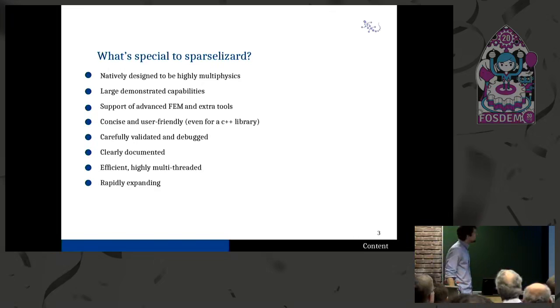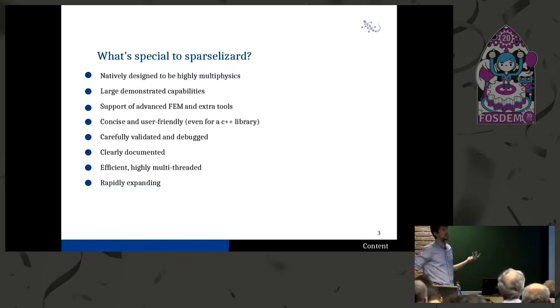Now, here we provide a very large set of proven capabilities of a lot of different physics, which you can very easily combine, because this is the purpose of it from the very beginning, to work with highly multiphysics simulations. You have also a lot of extra finite elements, things like mortar finite elements, which work very nicely for electric motors. And all that is very concise and user-friendly. We'll see that, even though it's a C++ library. We'll see that again later.